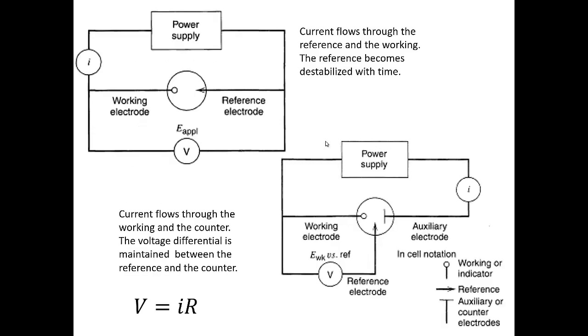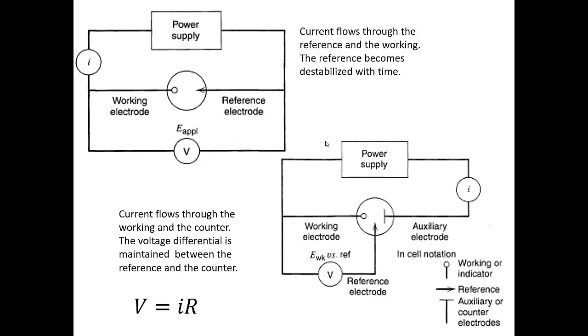But just because things can get a little more complicated, we needed to throw in a third electrode. In the top circuit, this is just a 2-electrode system where you have a working and a reference electrode, and the current begins to flow through the reference and the working. If you have too much current, you can degrade your reference electrode with time, destabilizing it. In order to prevent this, we added an auxiliary electrode, sometimes also called the counter electrode.